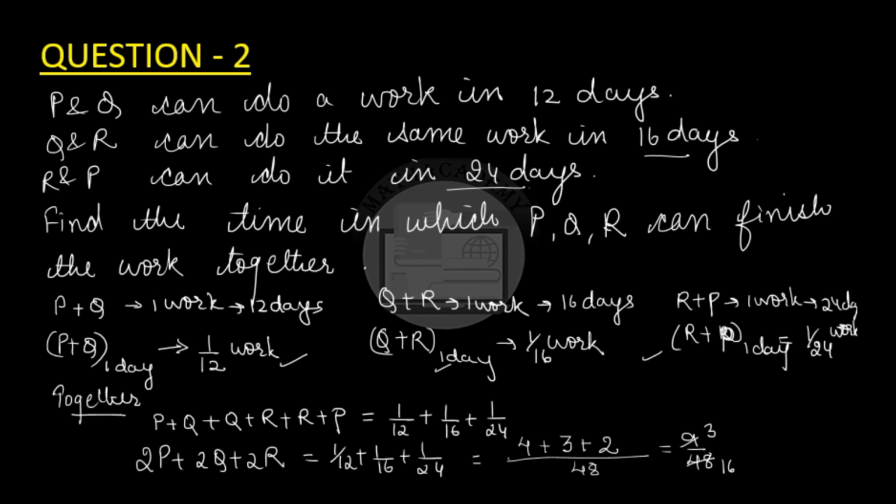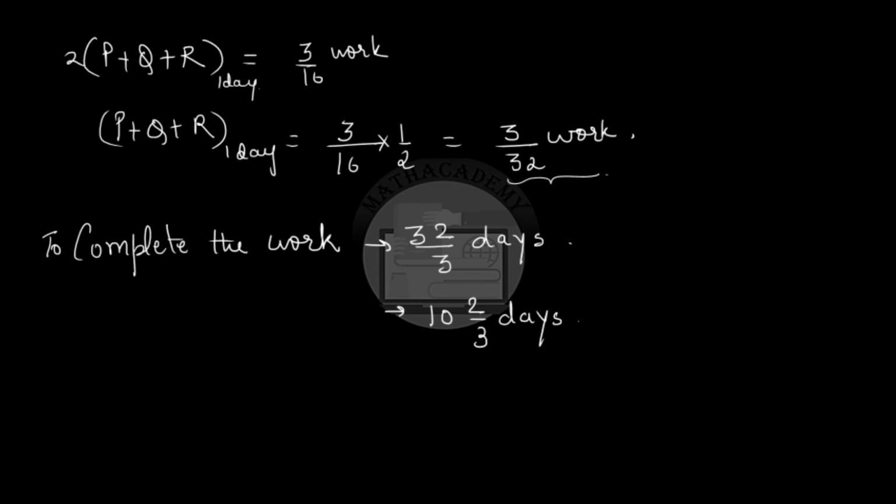So I hope this question is clear, and you can also see that when P, Q and R are working together, the amount of time taken to finish the work is less than what every combination is taking. P and Q take 12 days, which is more than 10 days. Q and R take 16 days, which is also more than 10 days. And R and P take 24 days, which is also more than 10 days, while all three of them take 10 2 by 3 days when they work together.